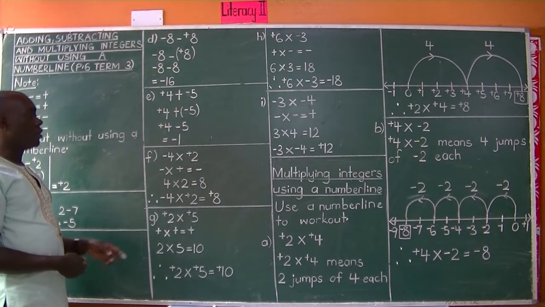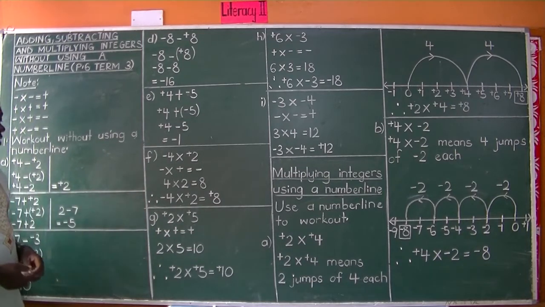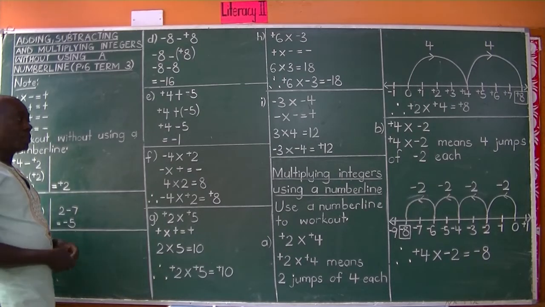And now we go to part F, this time F and D, together with H up to I. It's multiplication of integers without using a number line. Let us then multiply them without use of a number line.